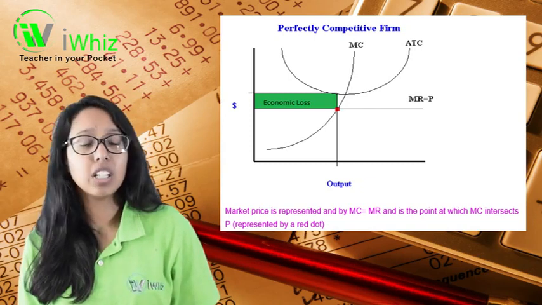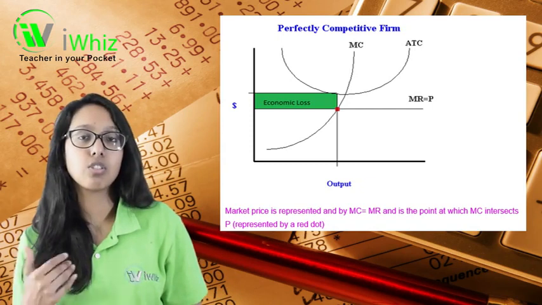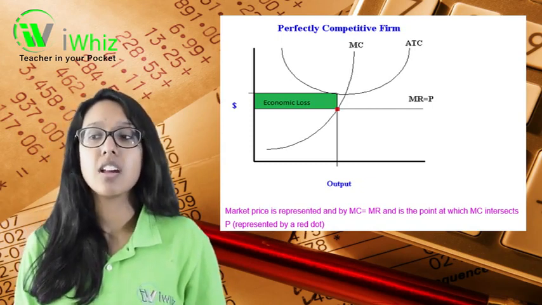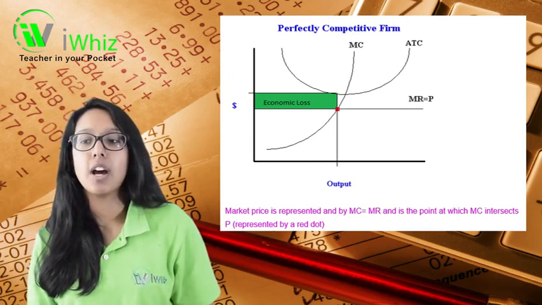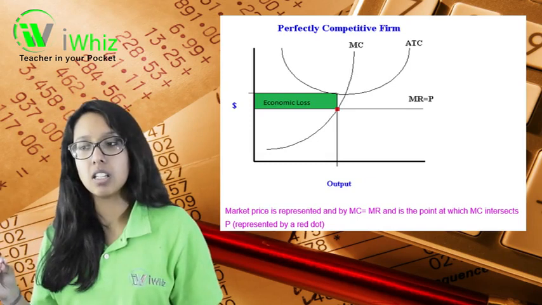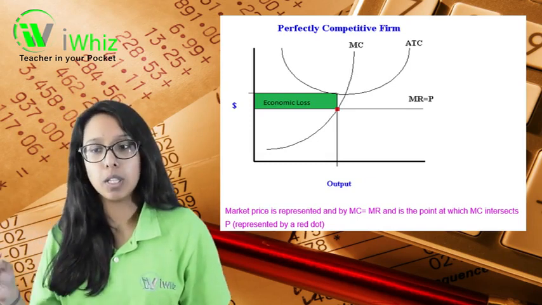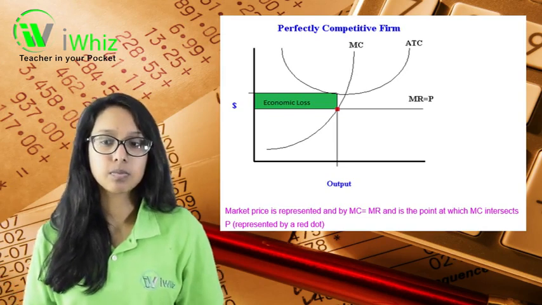So in a perfectly competitive firm, you can see your economic loss is due to the fact that you're not making as much revenue as the cost that you're spending. So your market price is represented by MC equal to MR, and that's the point at which MC intersects your point P, which is represented by the red dot in the middle.